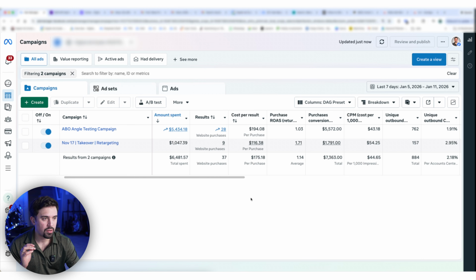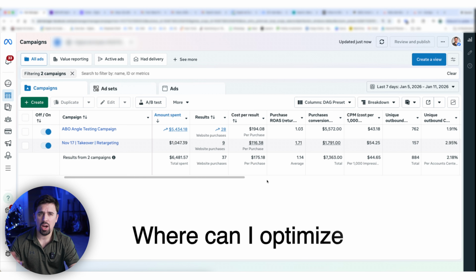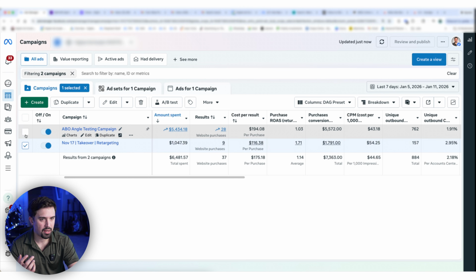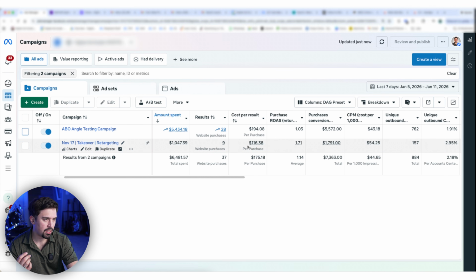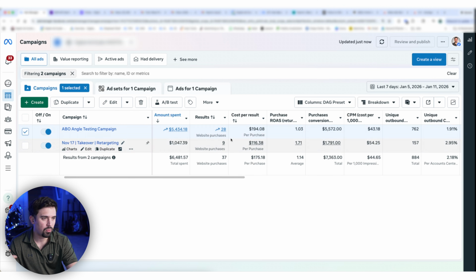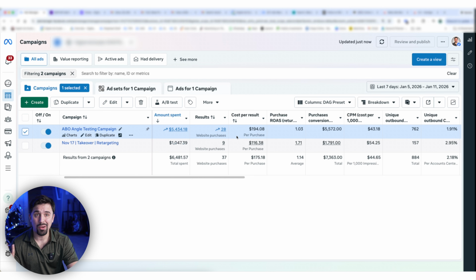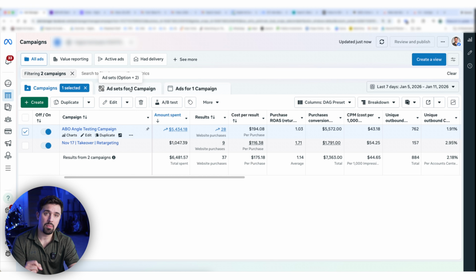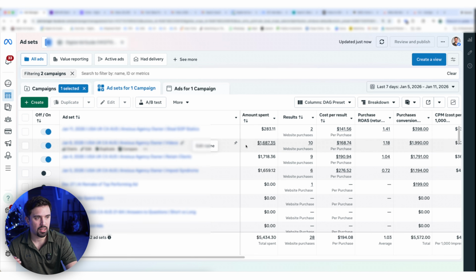Okay. So now if I was looking for, hey, where can I optimize? Where can I make this better? Well, I would look at the two campaigns that I have. For me, the retargeting is at 116 CPA, 1.71 ROAS, which is like really, really good. So I wouldn't look there. I would look at the other one. I would say, okay, this one is spending the most and it has 194 cost per purchase. Can we bring that down potentially? Well, since we're working in an ABO, I would go into the ad sets and take a look at what we have.